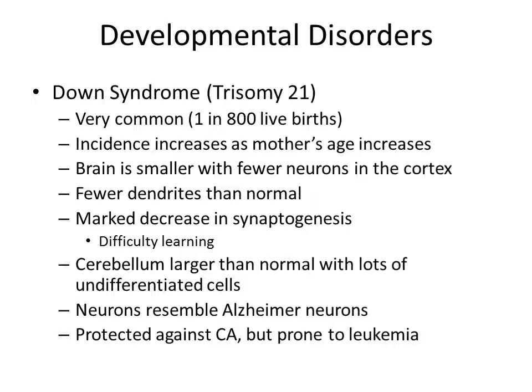Some of the developmental issues related to Down syndrome are a smaller brain overall with fewer neurons and fewer dendrites than normal, so there's not as many places for synapses to form, so you don't have as many connections between neurons. A marked decrease in synaptogenesis. So again, if you're not creating new synapses, you're not going to be able to learn as well, because learning, as we will find out, is the creation of new synapses.